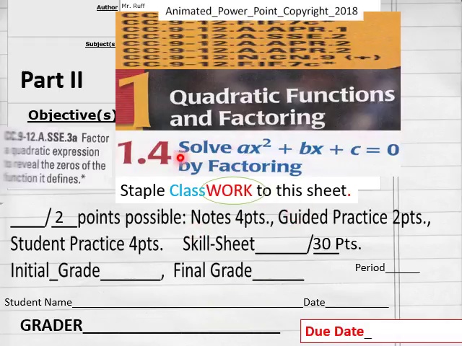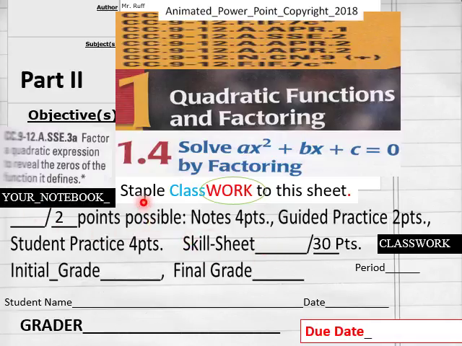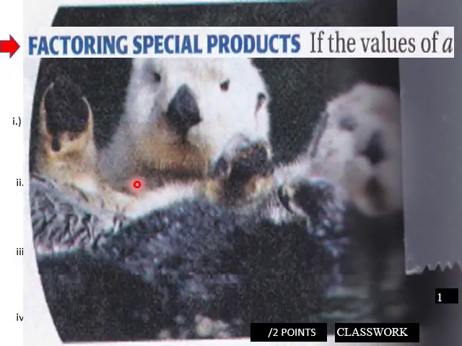And today for 1.4 we have a 30-point class worksheet, and then we have 2 points here of note taking. This is part 2 of factoring ax squared plus bx plus c. And then here is your standard. And let's go right into our lesson today.